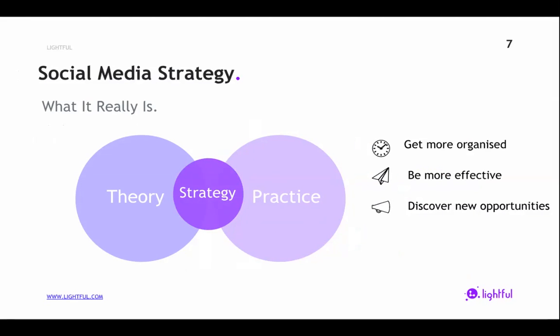In reality, a social media strategy is the link between the theory and the practice. It's what comes between your daily posting, what you're actually posting on your channels, and what you have in mind as a goal, what you'd like to achieve. So it's pretty much the reminder that you'd like to do more things, you want to be more organized, you want to be more effective with social media, but you're not always having the time, so this is where the strategy comes in. And in the end, the ideal goal is to discover new opportunities, to feel that there's a different way to use social media without necessarily spending more time. It's just, again, being more strategic.